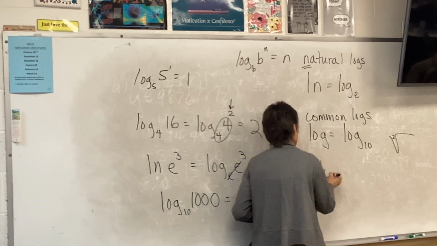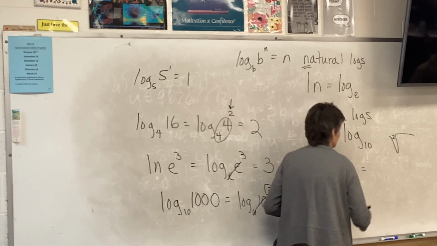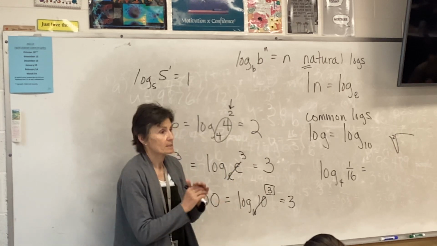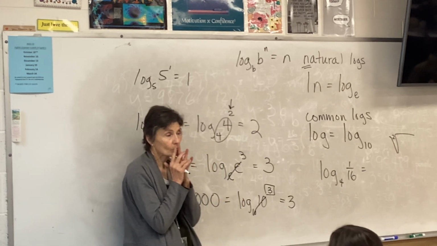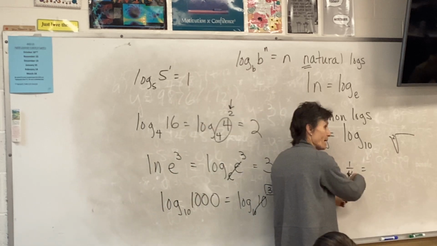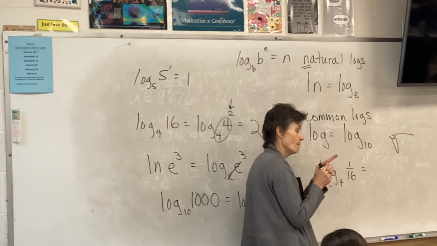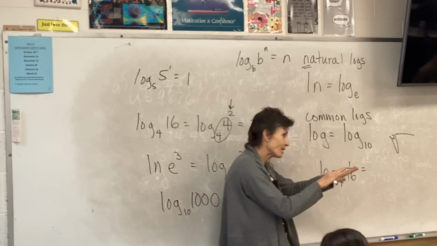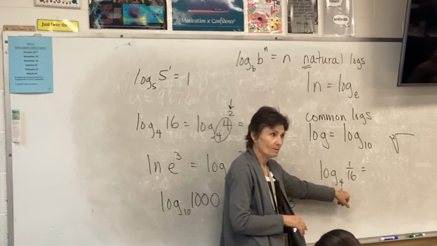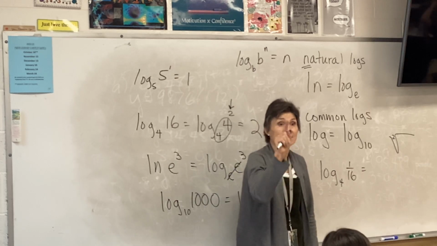Alright, here we go. Log base 4 of 1/16. That's not pretty. Now, I just told you that these two numbers have to match. They don't. But 16 is not a random number where 4 is concerned. What's 16? 4 squared. Well, 1/16 is 4 to the negative 2.